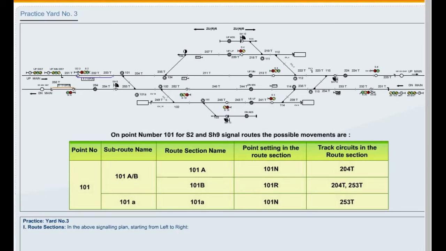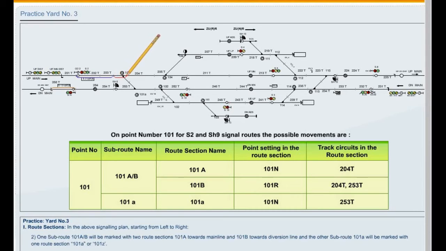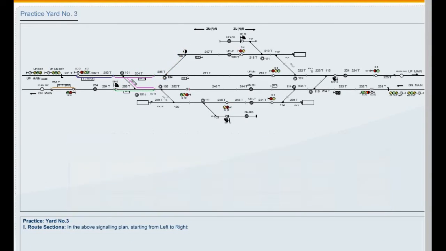On point number 101 for S2 and SH9 signal routes, the possible movements are: one subroute 101 A by B will be marked with two route sections 101 A toward main line and 101 B toward diversion line, and the other subroute 101 small a will be marked with one route section 101 small a or 101 small z.